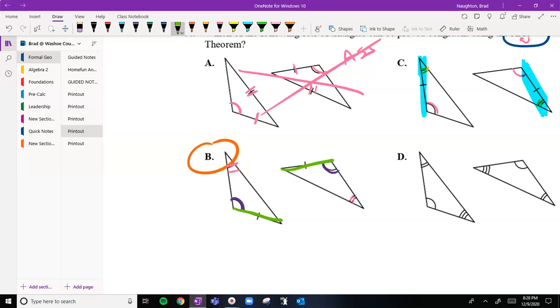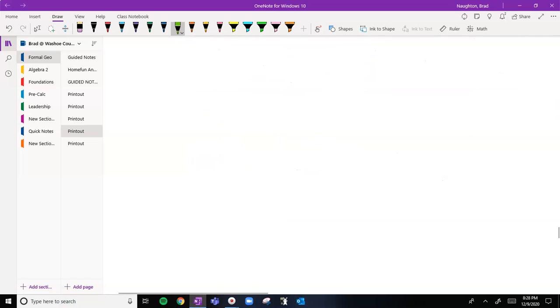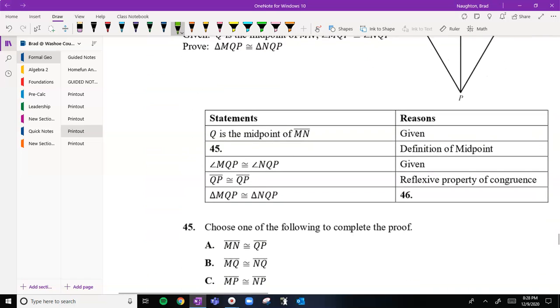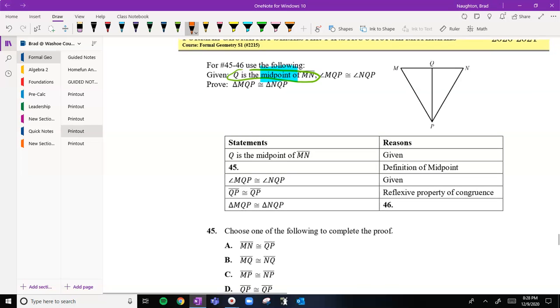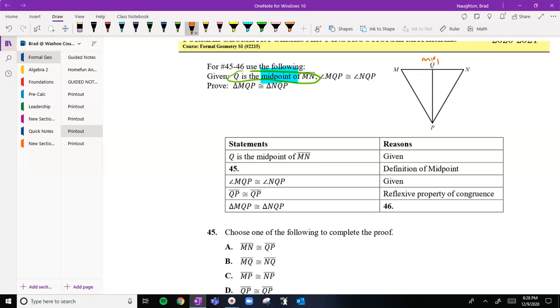Alrighty. Our next one here is going to be a proof. Like we've done in previous proofs, you might as well just do the proofs and then see what comes up with it. First it says that Q is the midpoint. Anytime you see something like midpoint, be prepared that you're going to have to use that. So I'm going to go ahead and label that this is a midpoint right here. And then I know that MQP and NQP are the same.